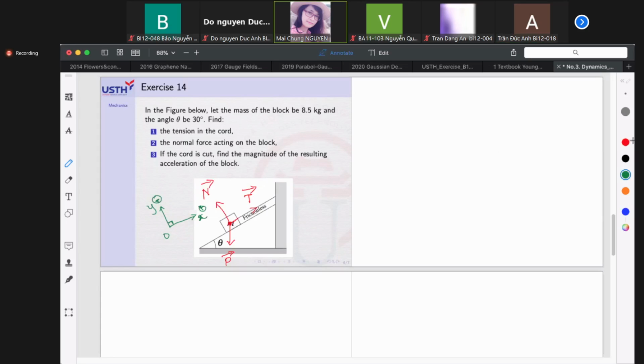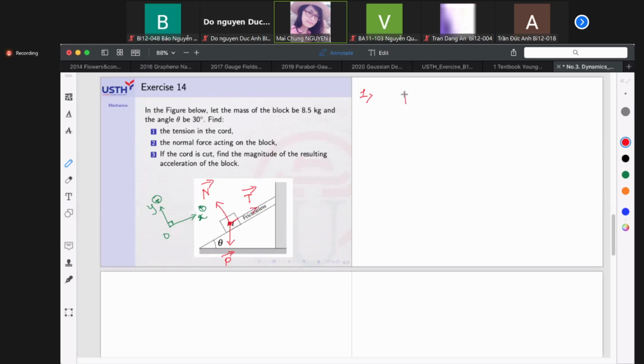So now, to show the tension force, you need to decide which Newton law to apply. Step number 3, we apply Newton's law, right? Which one, the first or the second? The second one, right. Okay, so now let's start with question number 1.